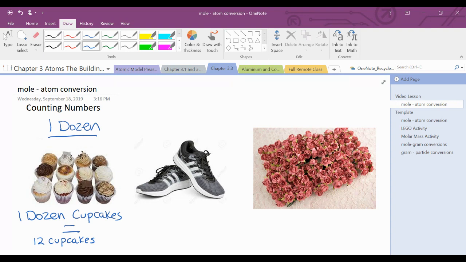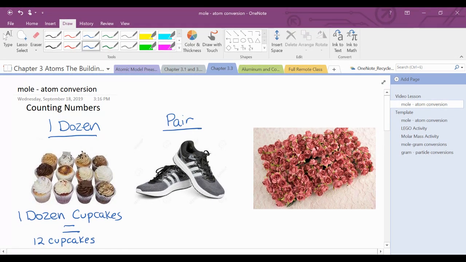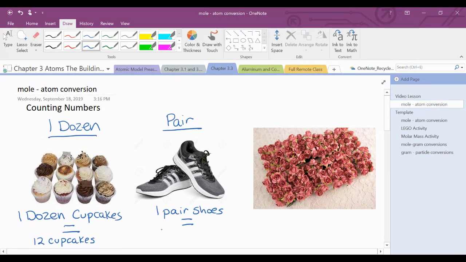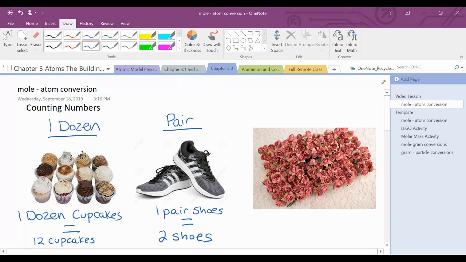Here in my middle picture, I have a pair. Another counting unit we're probably familiar with. And this is 1 pair of shoes, which equals 2 shoes. If you have a pair of anything, you have 2.